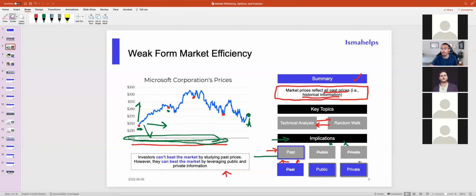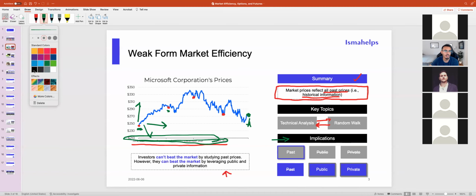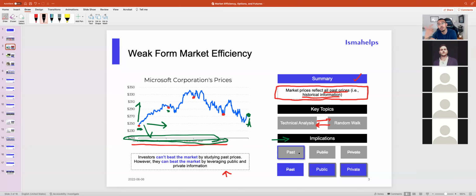So in the weak form, only the past prices are used, and no public or private information is included in the price. So this means that you cannot use past prices because it's already priced in. Why would you try to analyze past prices to find the price of the market if it's already priced in? Does that make sense? Yep. Okay, thanks. No worries. Any other questions? Any other ideas? How are we feeling?